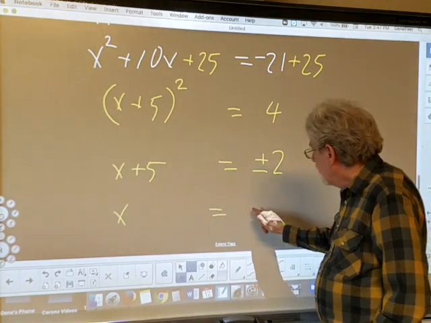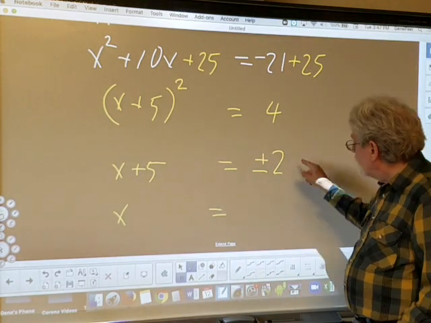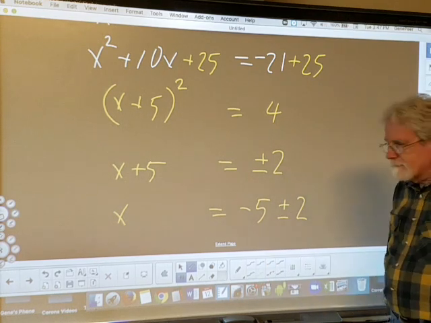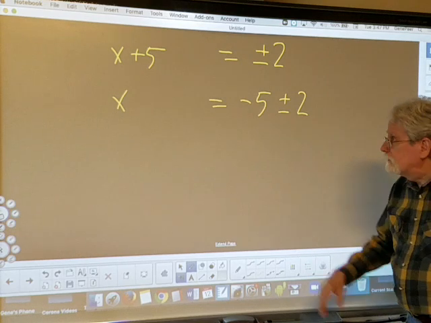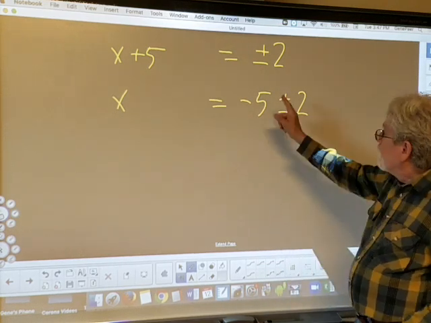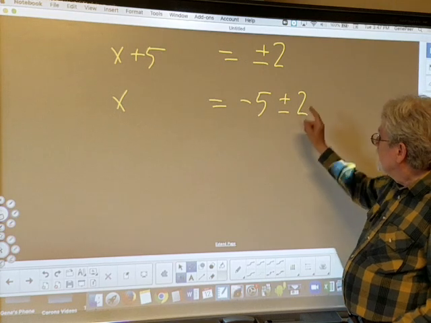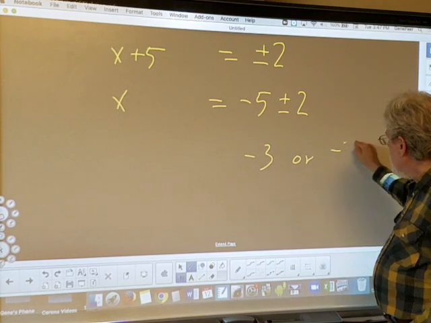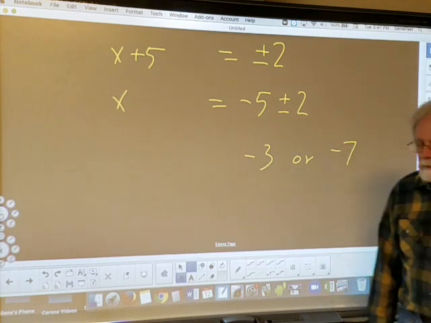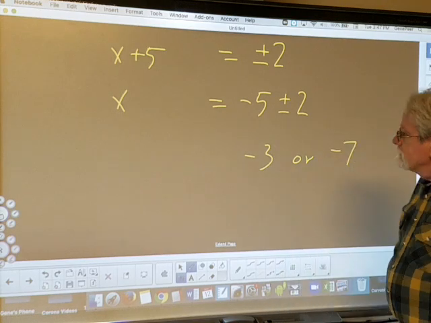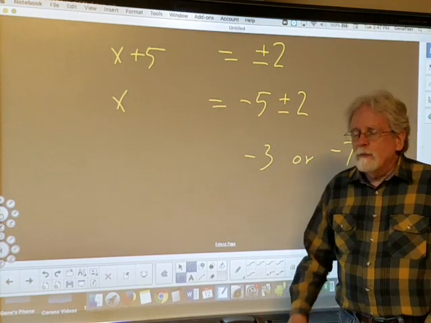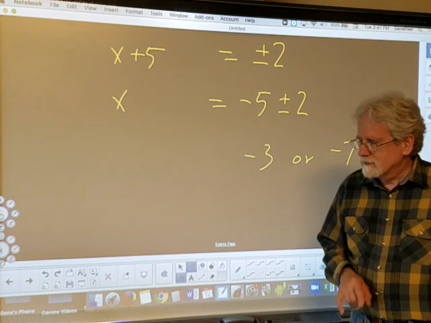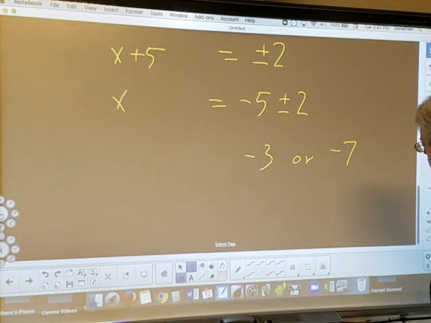So x is, and I'm going to write it in the more traditional order. Instead of writing minus 5, I'm going to put negative 5 plus or minus 2. I'm not quite done because that can easily be simplified. I do get my two answers. What are they? What's negative 5 plus 2? That'll be negative 3. And negative 5 minus 2 is negative 7. And sure enough, I got the same answers we got by doing it the easy way. So why did we do it the hard way? Because there are problems that can't be done the easy way. More about that a little later.